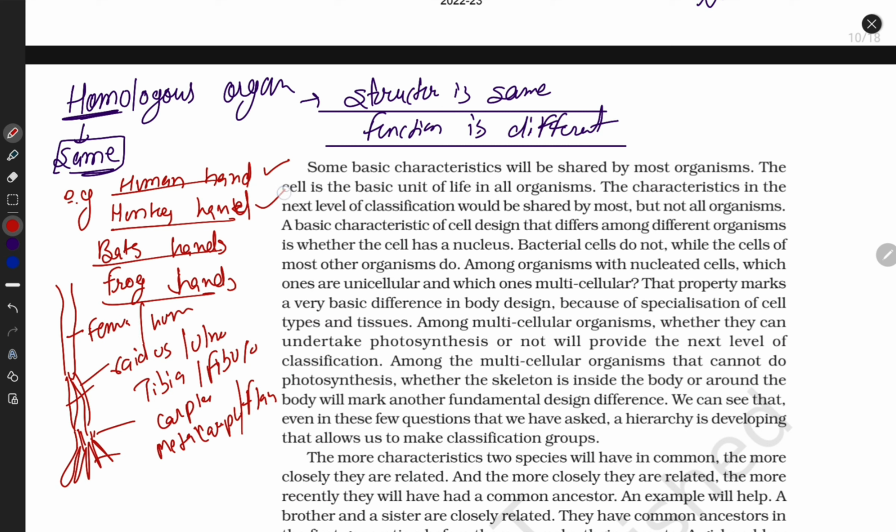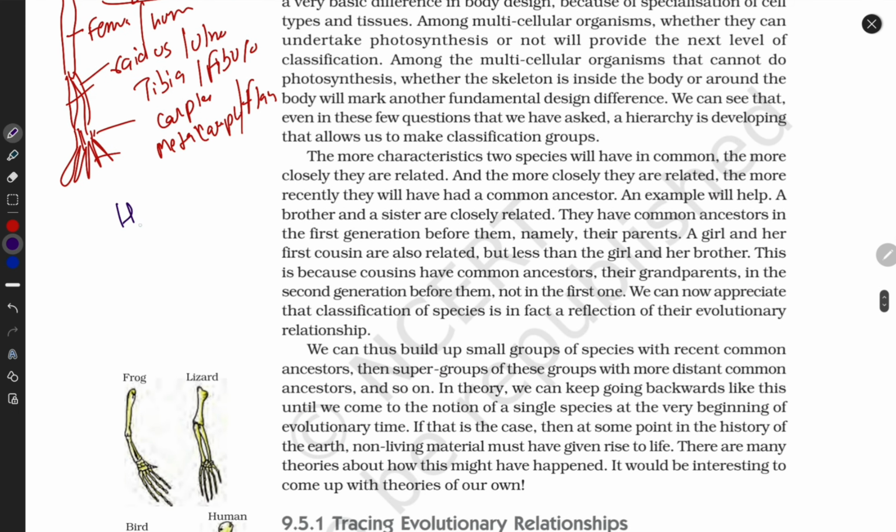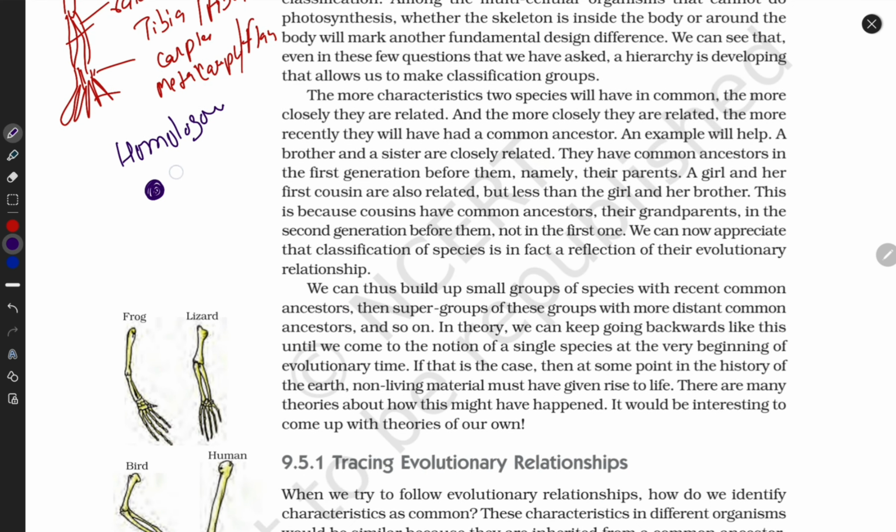They all contain the same feature. Human hand, you can watch monkey hand, you can watch bat's hand, you can watch frog hands, but structure is same but work is different. Humans use their hands in their personal activities. Monkeys climb the trees by their hands. Bats, what they do, they fly. And frog hands, what they do, they jump. Okay, structure is same but function is different. Clear guys? Homologous organ clear? Structure is same but function is different.